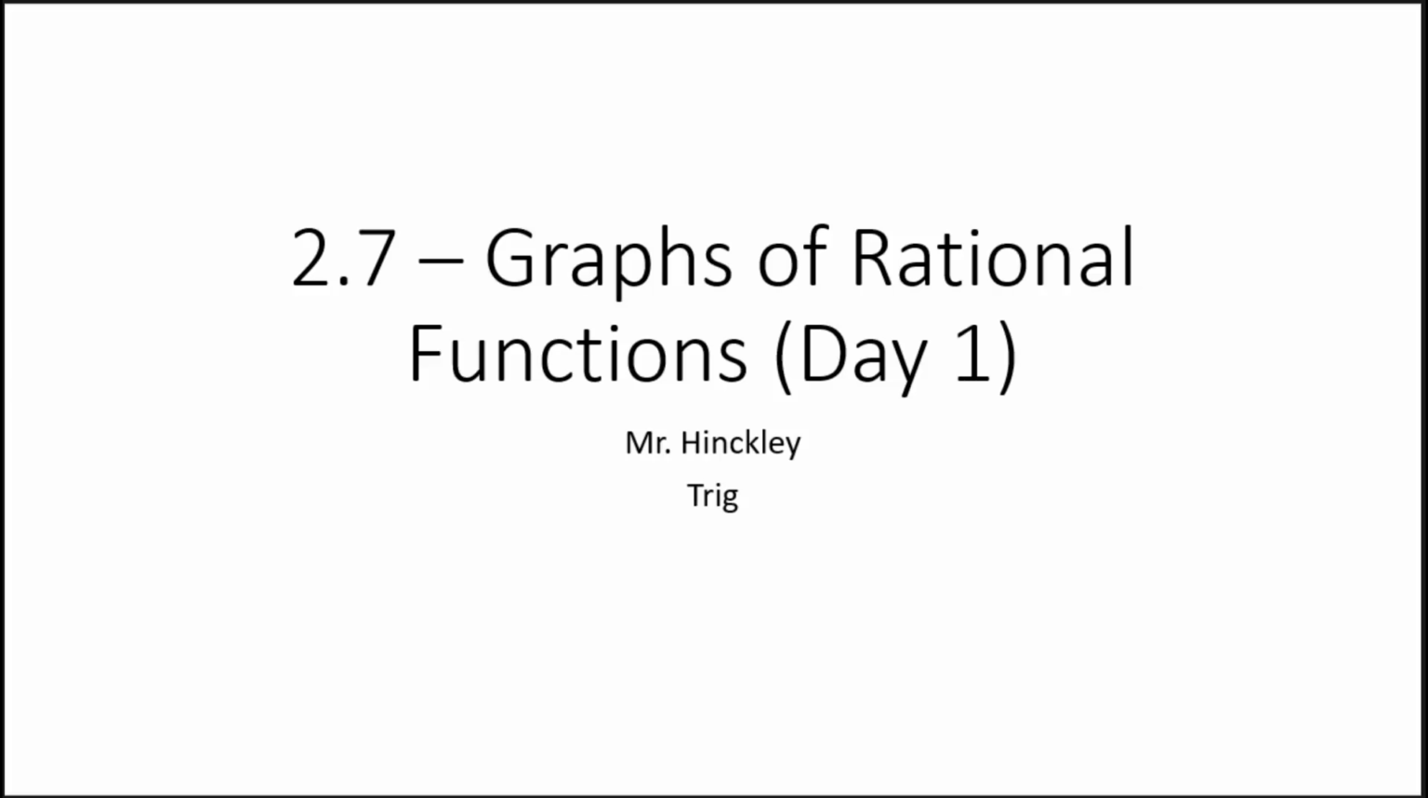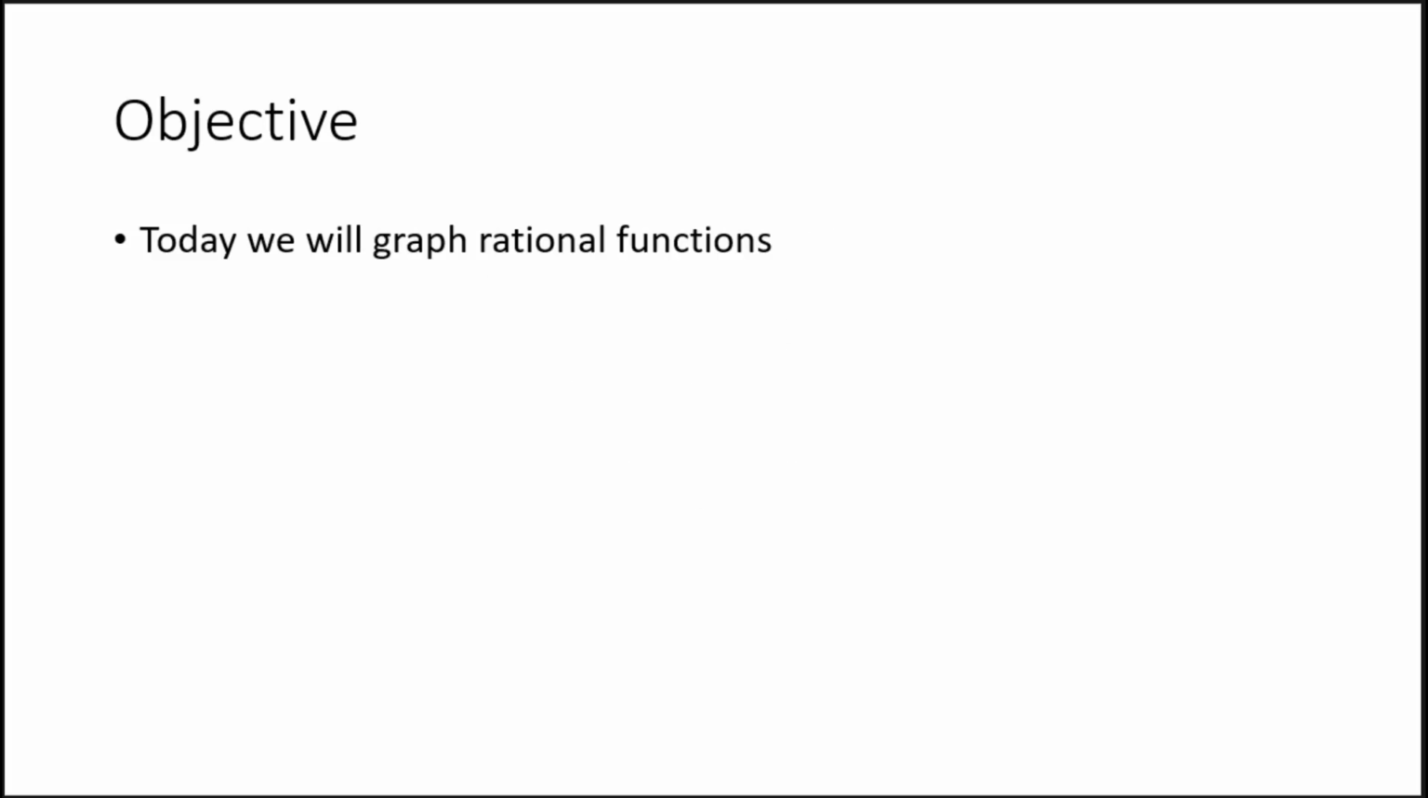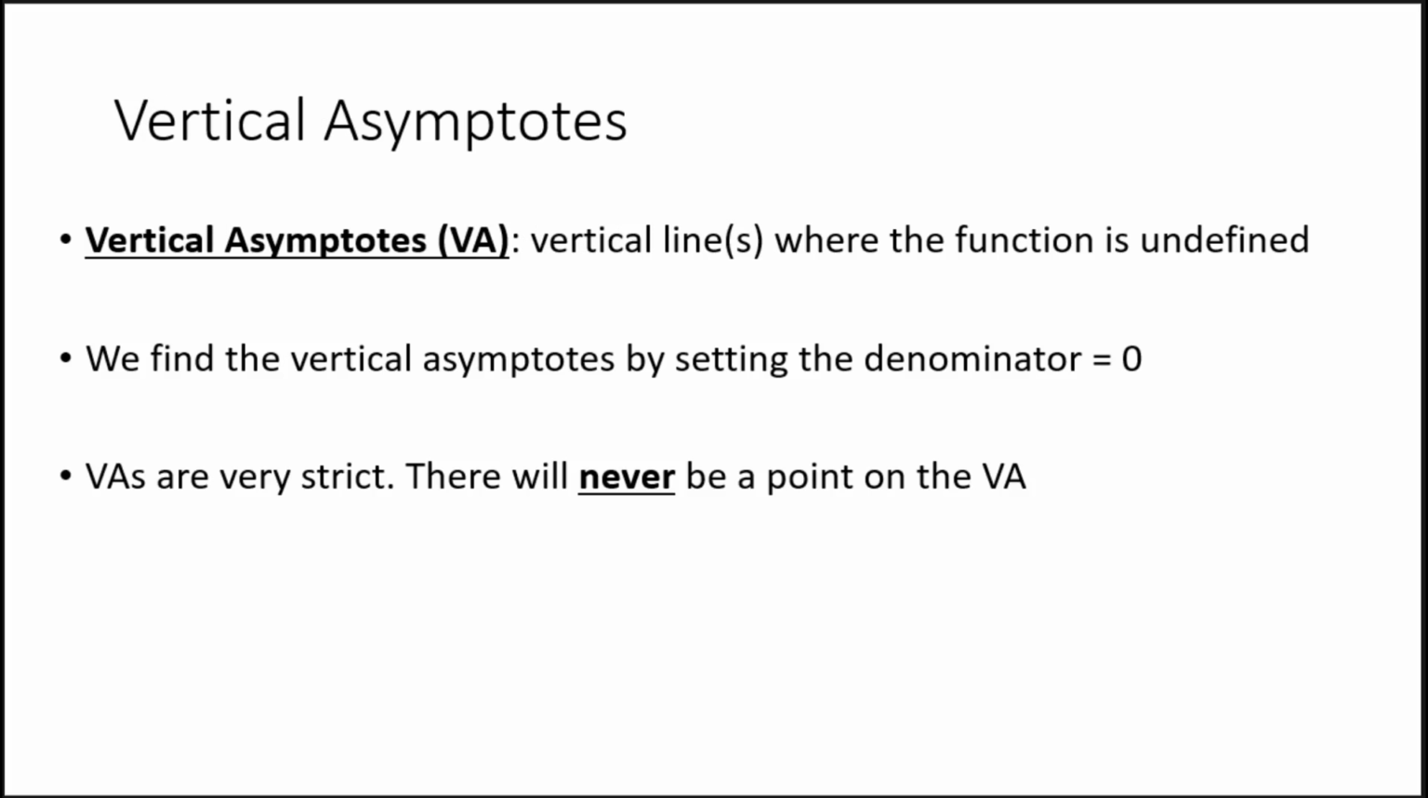All right, so 2.7, graphs of rational functions. Objective, fairly straightforward. We're graphing rational functions today. Vertical asymptotes. So we have already kind of looked at what they are. We're going to get more information now. So go ahead and write down all three bullet points, and then we'll discuss.